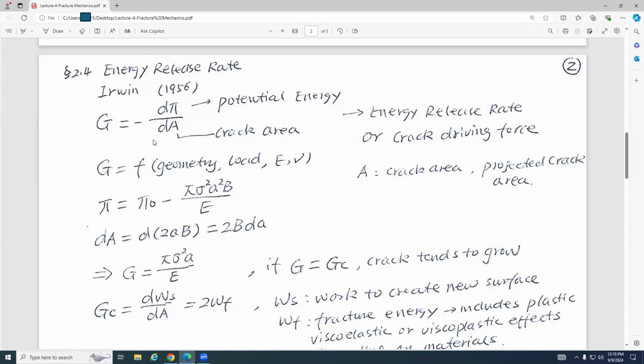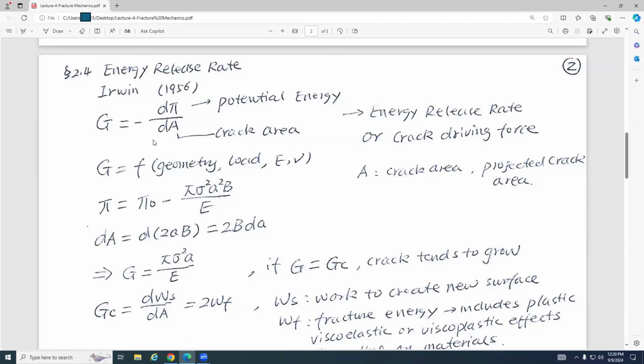Okay, so G, the energy release rate, is a function of the geometry of the cracked body. It is definitely related to the load you apply, and also the material parameters, Young's modulus and Poisson's ratio. We only take care of these two because at this stage we only consider linear elasticity. For a linear elastic material, we only have two independent variables: Young's modulus and Poisson's ratio. So this is a function that needs to be determined.